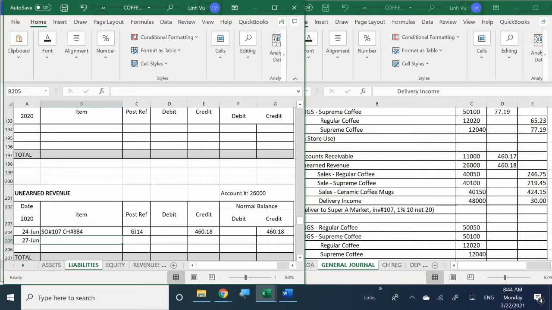It says SL 107 with the check number. Here we could go ahead and write the invoice number. Invoice number 107. Okay. General journal number 16. And this time we're going to be redeeming the voucher, so 460.18. So therefore, if I debit my account, then my credit account balance should be 0.